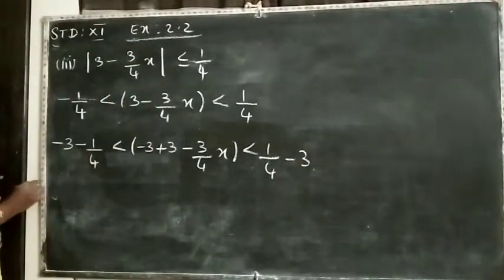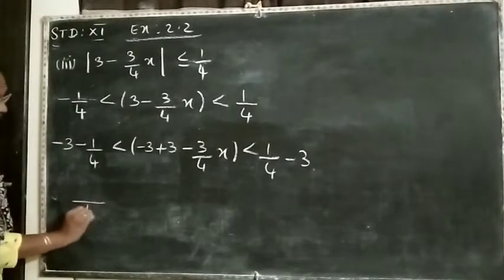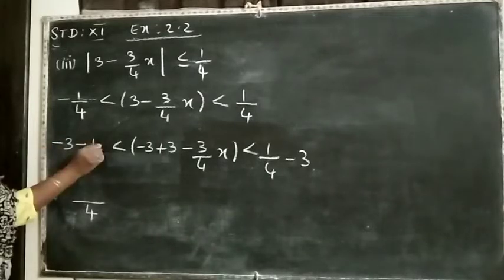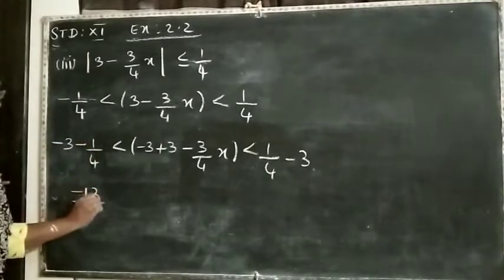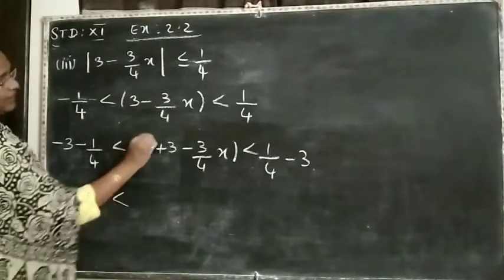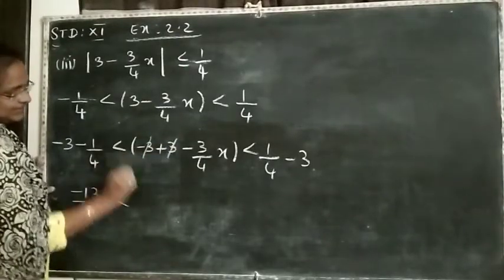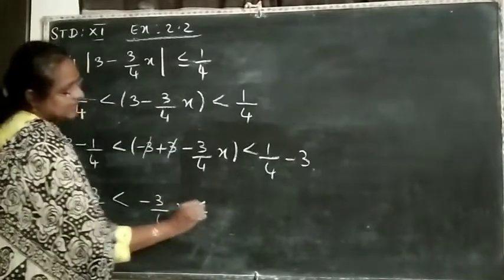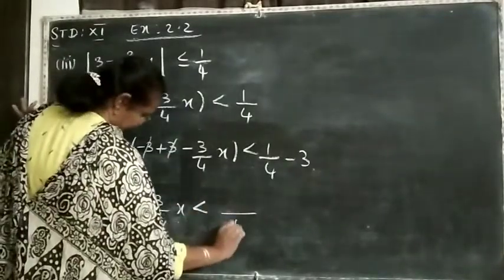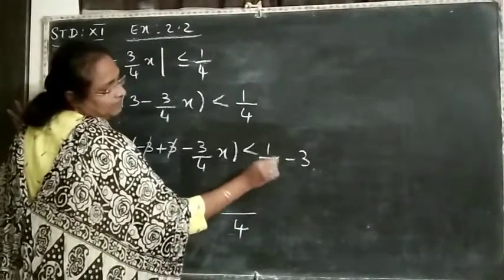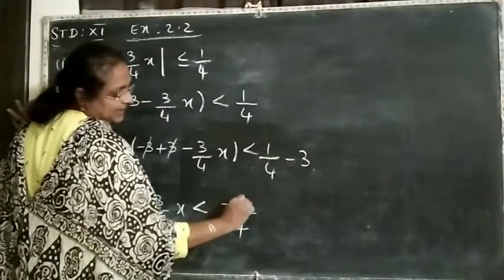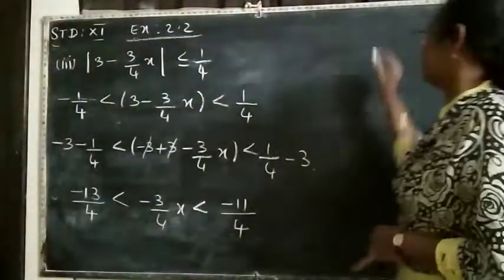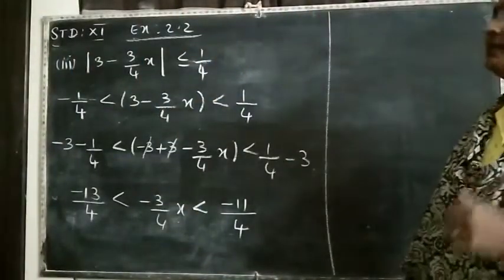I have to take the LCM. So what will be the LCM? It is 4. Now minus 3 into 4 is minus 12. Minus 12 minus 1 is minus 13 by 4, less than, minus 3 and plus 3 are getting cancelled. I have minus 3 by 4 into x, strictly less than, again it is 4. Now 4 1s minus 4 3s are 12, so it is minus 11 by 4. These are very simple simplifications you have to learn. Already you have learned them in your earlier classes.